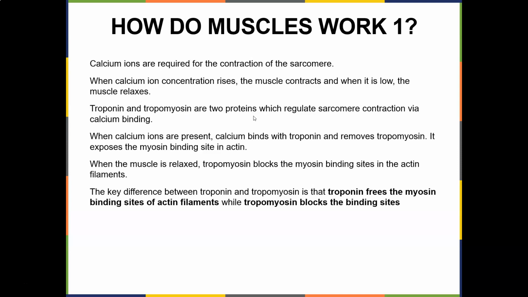Troponin and tropomyosin are two proteins which regulate sarcomere contraction via calcium binding. So when calcium ions are present, calcium binds with troponin and removes the tropomyosin. It exposes the myosin binding site in actin. When the muscle is relaxed, tropomyosin blocks the myosin binding sites in the actin filaments. And I'll show you a video of this so it makes sense. But the key difference between troponin and tropomyosin is that troponin frees the myosin binding sites of actin filaments, while tropomyosin blocks the binding site. So these are all great quiz questions.